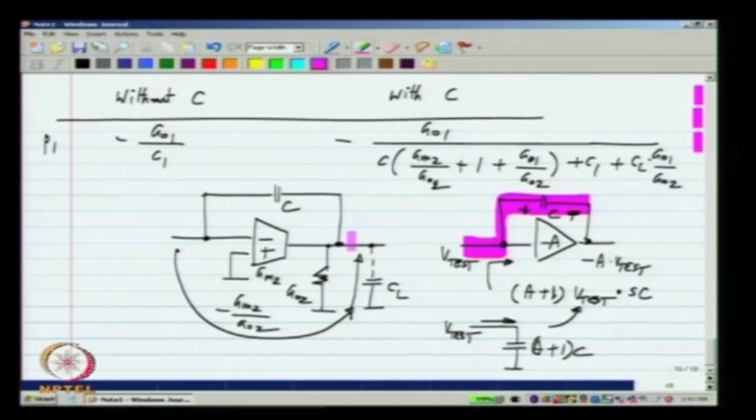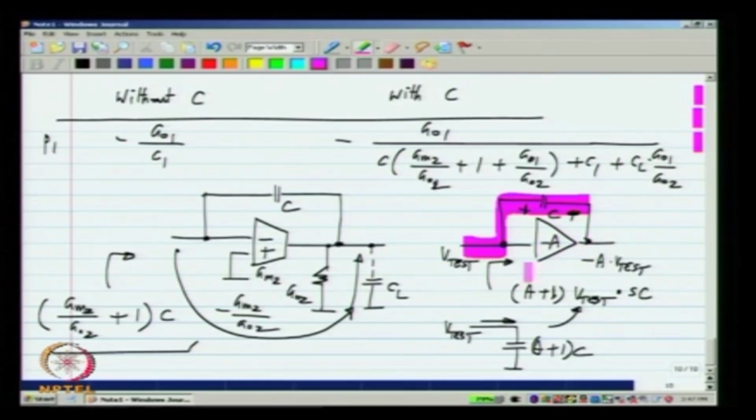Okay. Now, the second stage of our op amp has a negative DC gain of Gm2 by Go2. We have a capacitor C connected across it. So, looking in here, it approximately looks like a capacitance of Gm2 by Go2 plus 1 times C. Okay. It is only approximately so, because the amplifier we have here is not ideal.